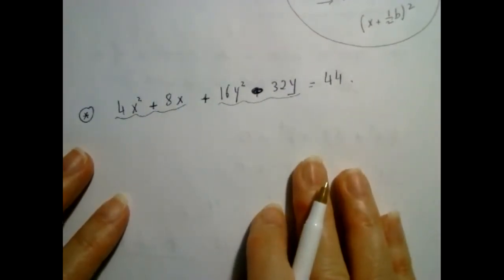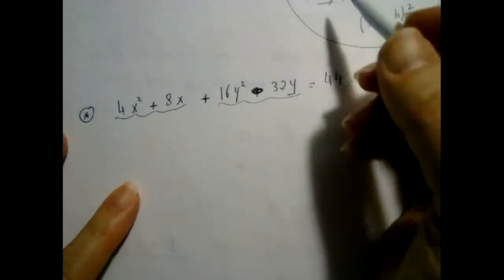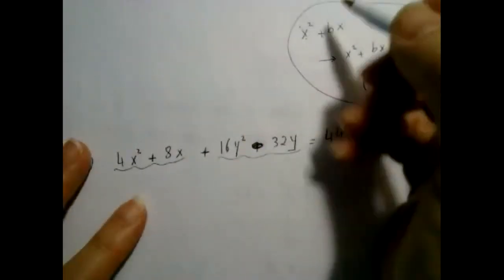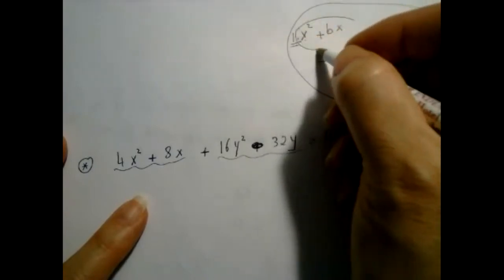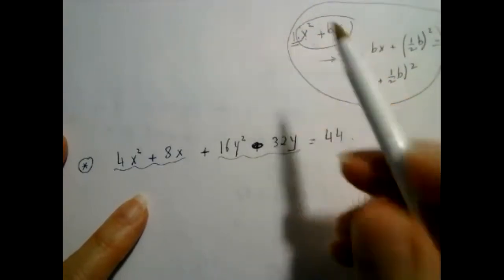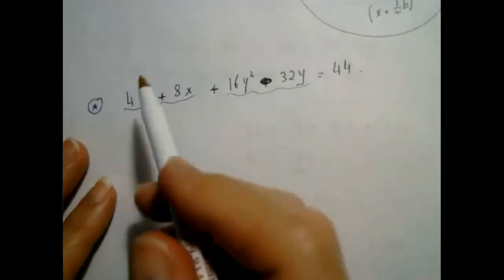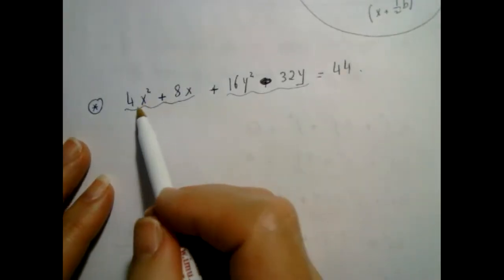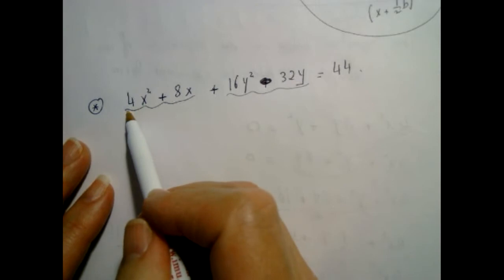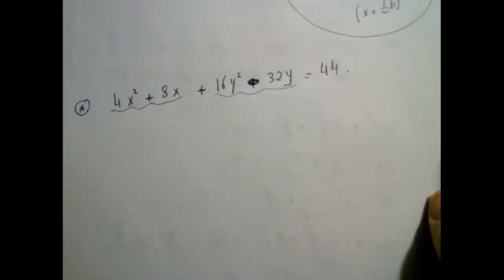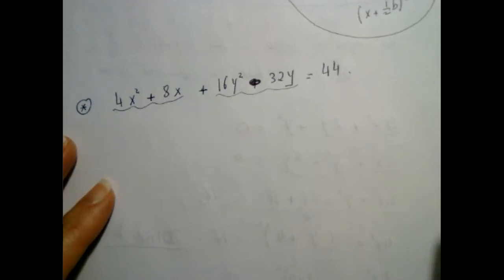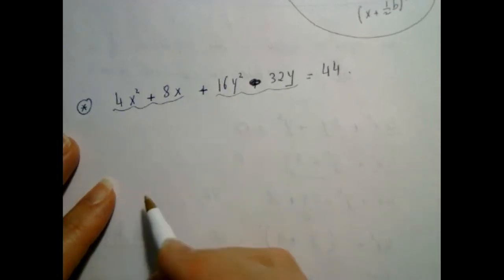Listen very carefully because you will have to be responsible. Completing the square requires the coefficient of x squared to be 1. So to use this algorithm, x squared has to be multiplied by 1. But here I have a problem because x squared is multiplied by 4. And here I have a problem because y squared is multiplied by 16. How can I remedy that problem? What shall I do to be able to remedy this problem?